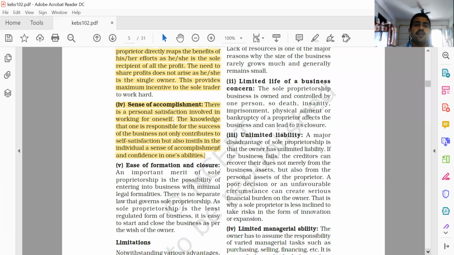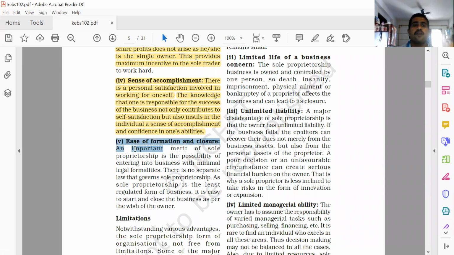Next is ease of formation and closure. वापस वही फायदे हैं. An important merit of sole proprietorship is the possibility of entering into the business with minimum legal formalities. There is no separate law that governs the sole proprietor. As a sole proprietor is the least regulated form, it is very easy to start and close the business as per the wish of the owner.